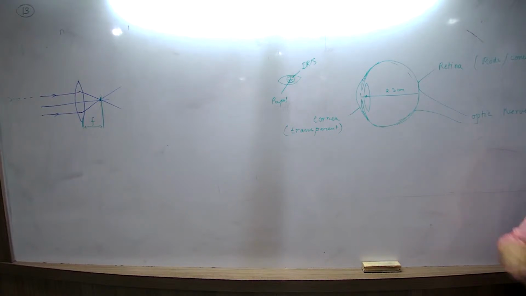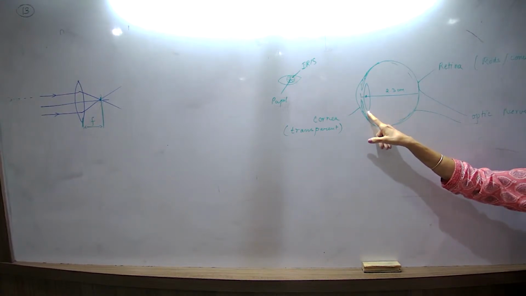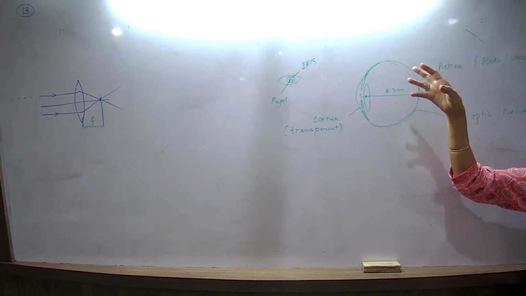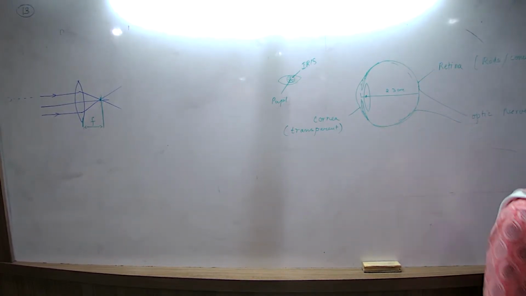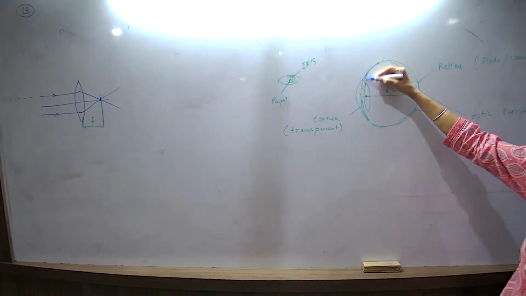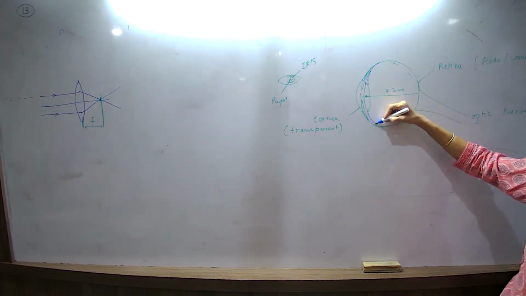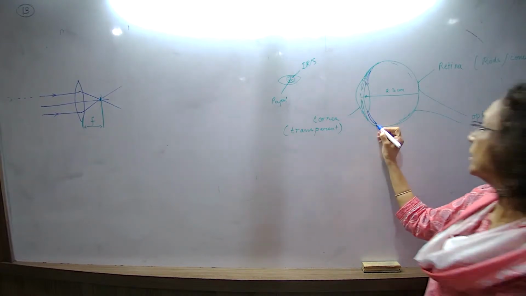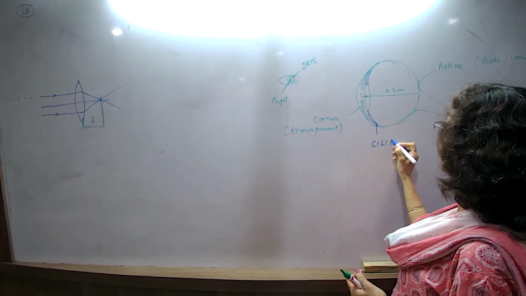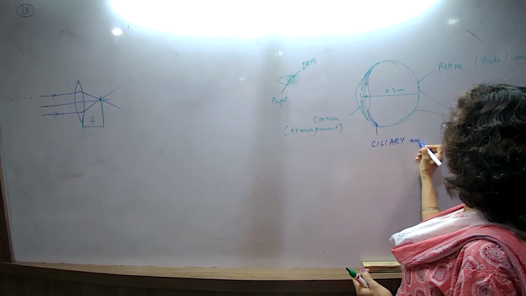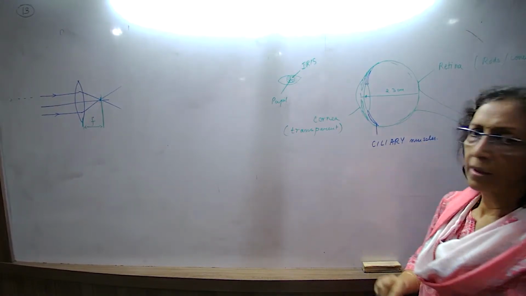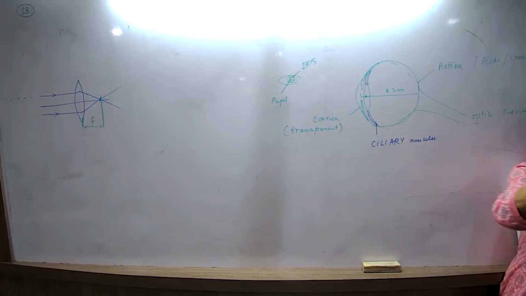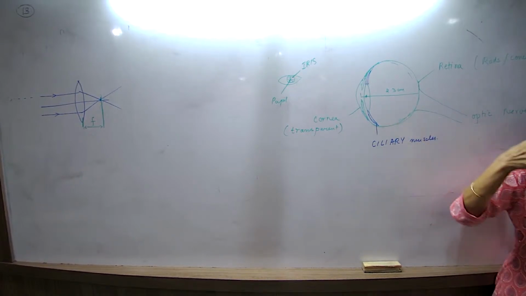Next, you will also see that this lens has to be held in place. I've just shown it floating. It cannot be floating. So obviously there are some muscles, and these are the ciliary muscles. These are the ones which are holding it. And what would happen if those muscles become weak? I'll talk about accommodation a little later, and you will realize.